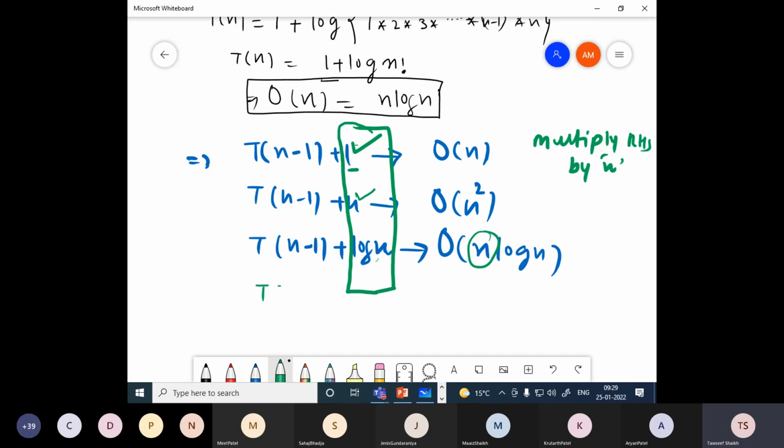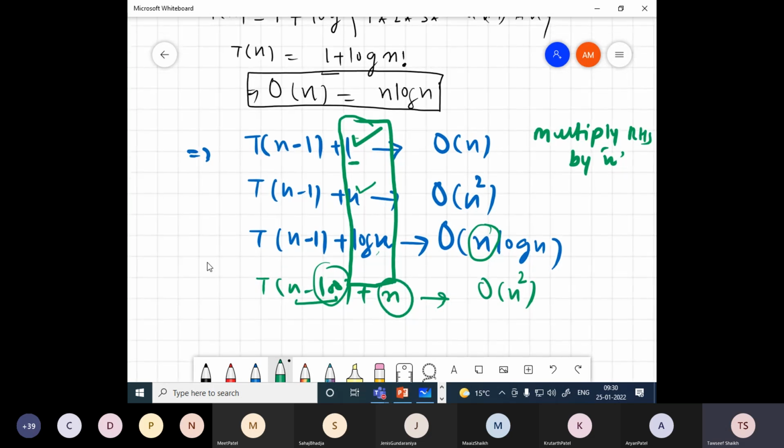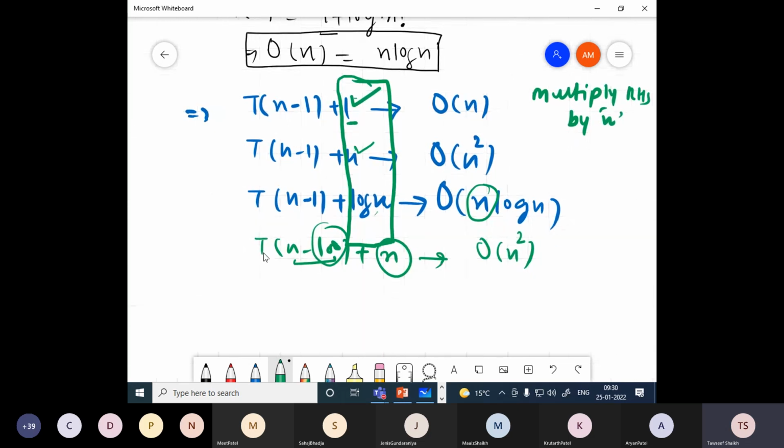Even if it is something like T of n minus 100 plus n, you don't have to worry about what we are subtracting from n because it is just a constant. It will again give the same. The rule is the same: you multiply this term by n. But this rule is acceptable only for recurrences of this type. You have to keep it in mind. If it is T of n minus something plus something, then this rule gets applied.